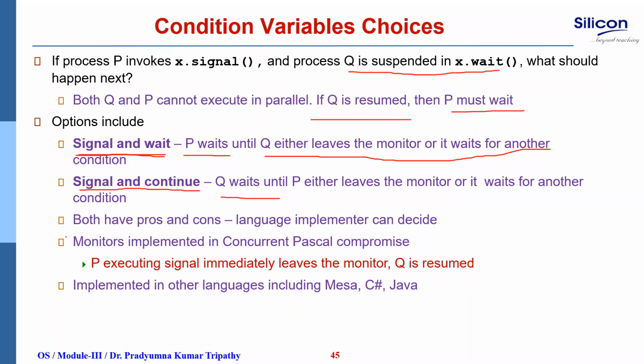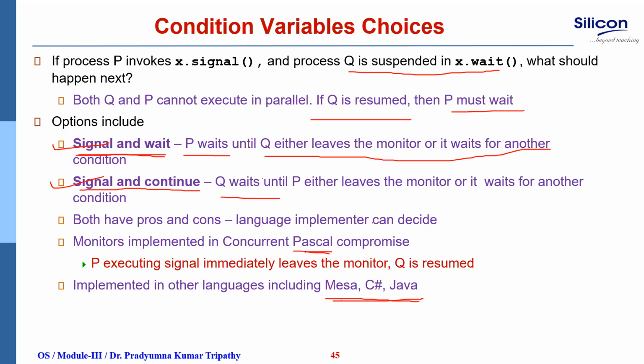The monitor implemented in Concurrent Pascal uses this. So we can have different ways: either the signal and wait form, or the signal and continue form. We have different languages, and this can also be implemented in other languages, not only Pascal.